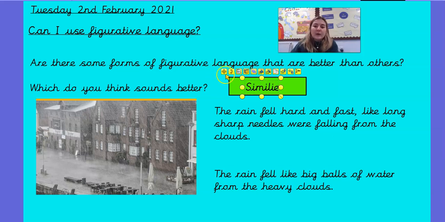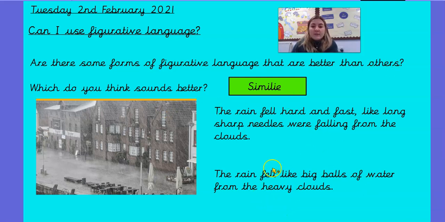Now let's have a read of both of them and decide which we think is best. Pause the video if you want to have a read yourself and decide before I tell you, or you can just move along with me as we go through it. So the feature of figurative language that we're looking at here is the simile, so comparisons with like and as. So my top sentence, I've got the rain fell hard and fast, like sharp needles were falling from the clouds. And then here I've got the rain fell like big balls of water from the heavy clouds.